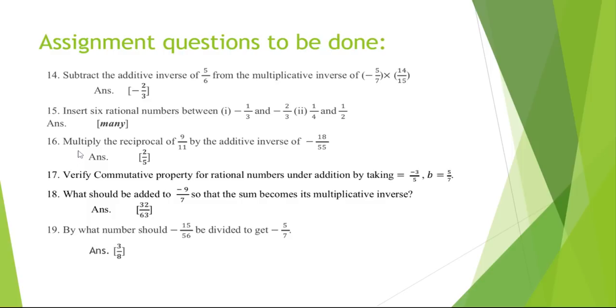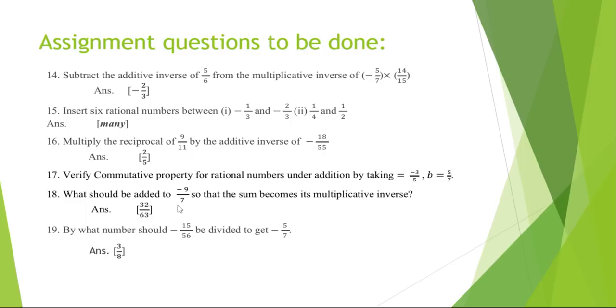Now in question 16, you need to multiply the reciprocal, and I hope you know the meaning of reciprocal, multiplicative inverse. It will be 11 by 9. From the additive inverse of minus 18 by 55, which will be 18 by 55, and hence you'll get 2 by 5. You need to verify commutative property under addition. I hope you know commutative property, in which we change places. So A plus B will be equal to B plus A. You need to verify it.